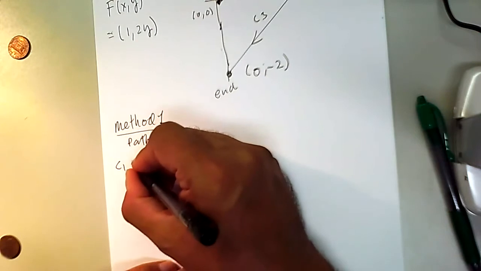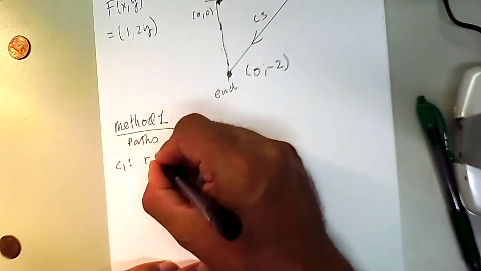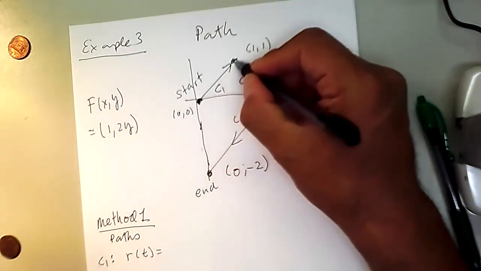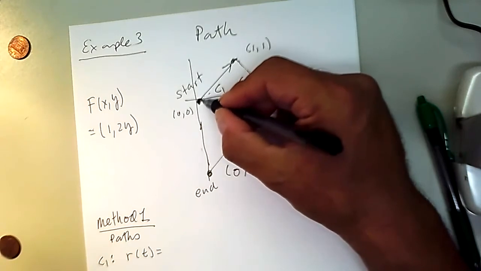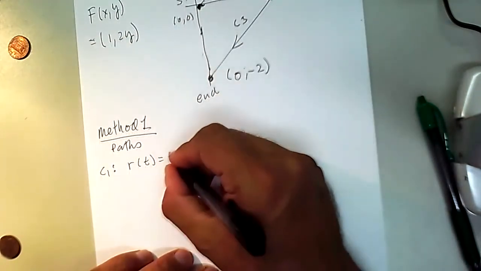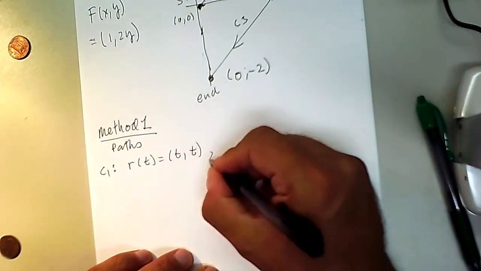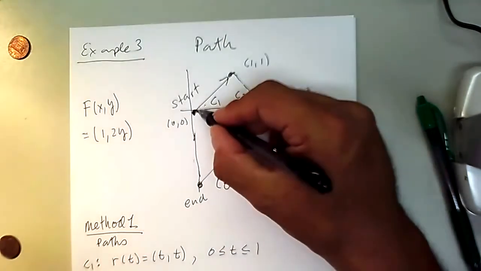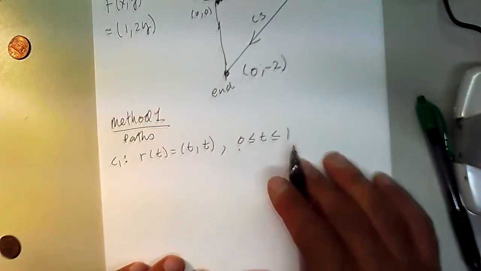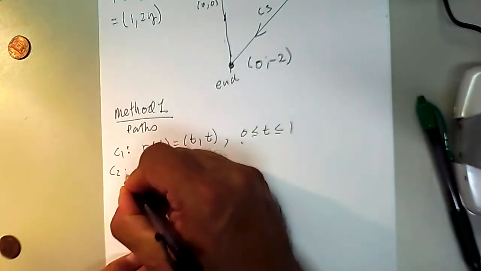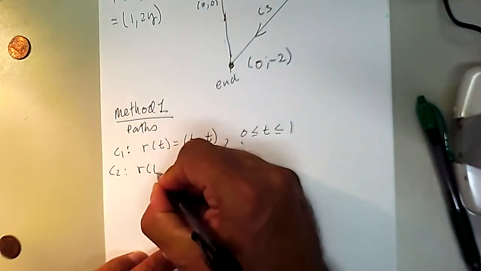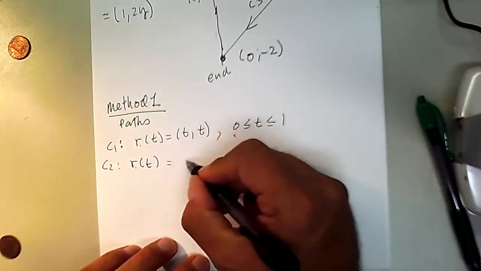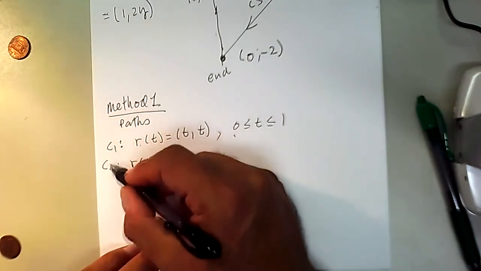So C1 is going to be defined by R of t. And, well, in this diagonal, x and y are the same, so we can just call it t, t. And if we go from 0 to 1, we're good. So t, t, 0 less than or equal to t, less than or equal to 1. And that will take us from here to here, under this domain for t. Okay, so C1 was not too bad. I guess we could call this R1 and R2. I'm not gonna label them because this tells us which path we're on.